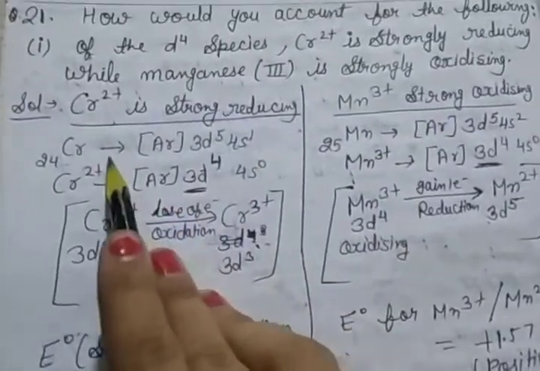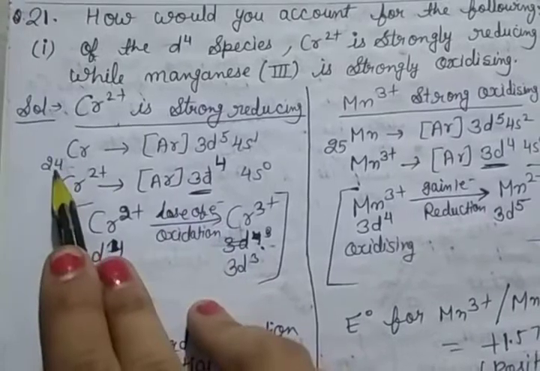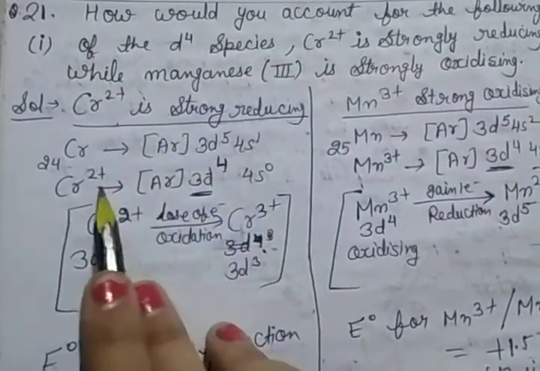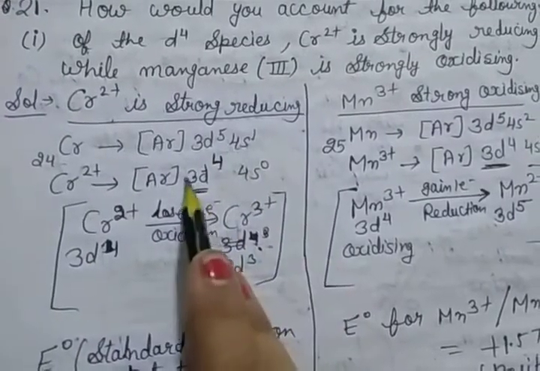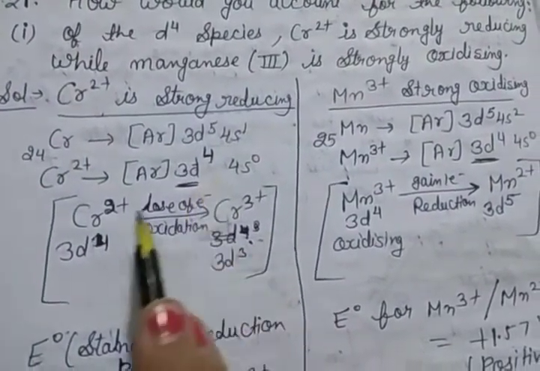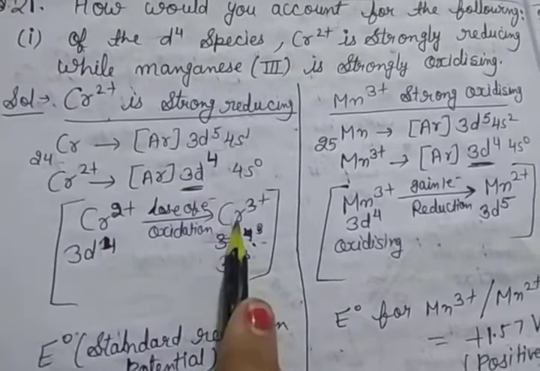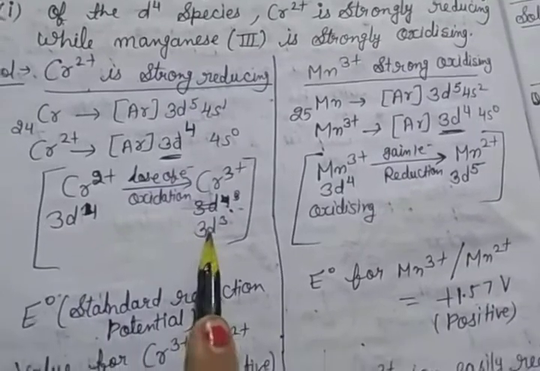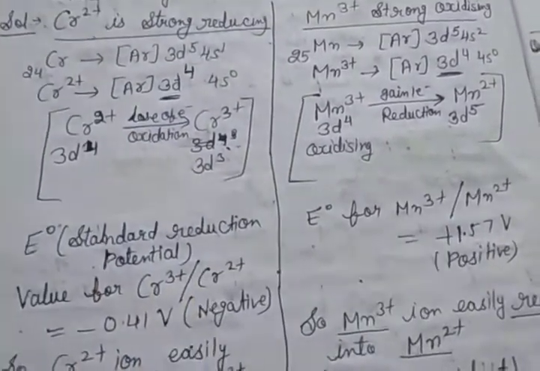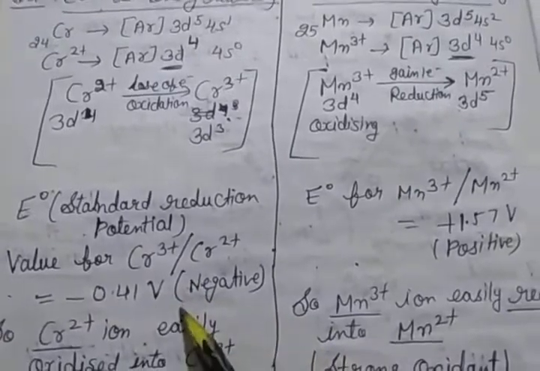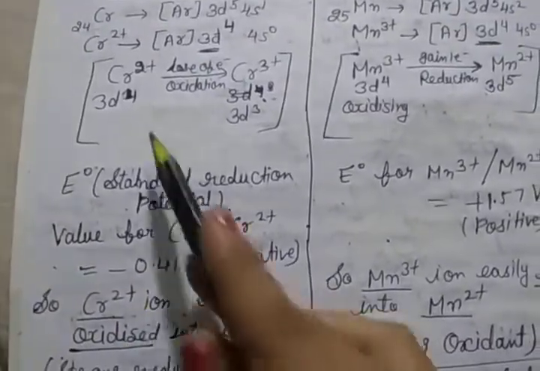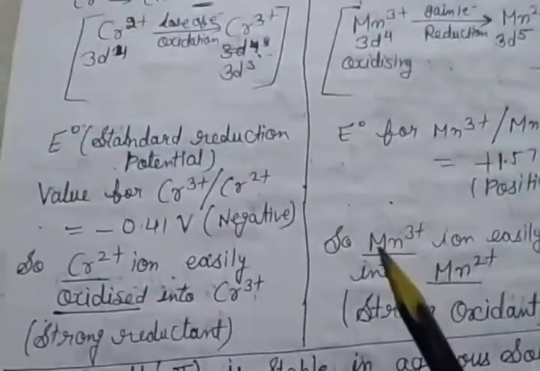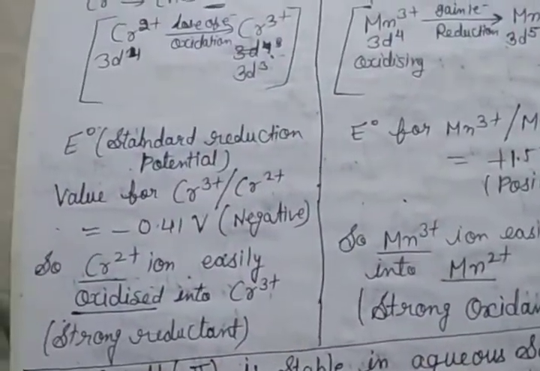See, chromium has atomic number 24 and configuration argon 3d5 4s1. For plus 2, 2 electrons are removed, so the configuration is argon 3d4. When chromium plus 2 converts to chromium 3 plus, it loses an electron, so d4 converts into d3. Its standard electrode potential value is minus 0.41 volt. So chromium plus 2 is easily oxidized into chromium plus 3 because of d4. So it is a strong reductant. Clear?